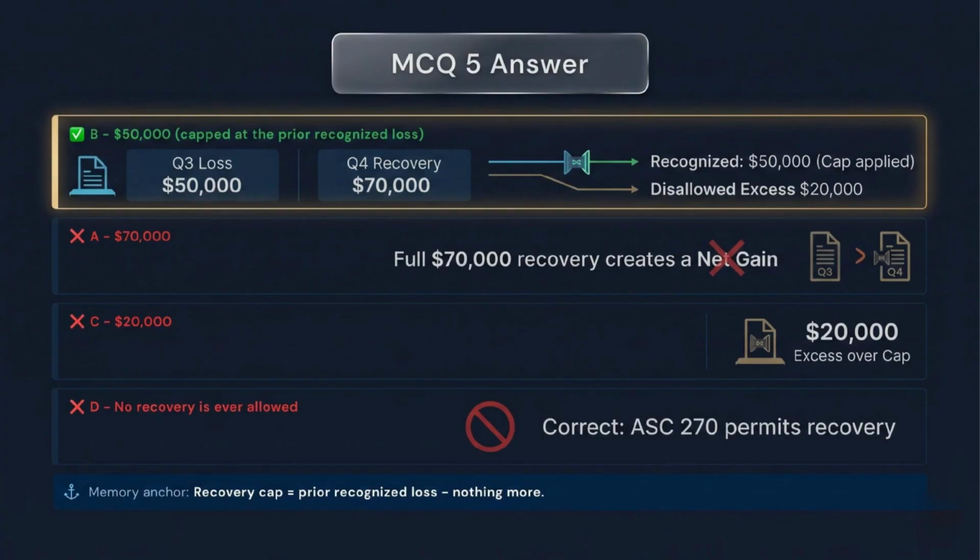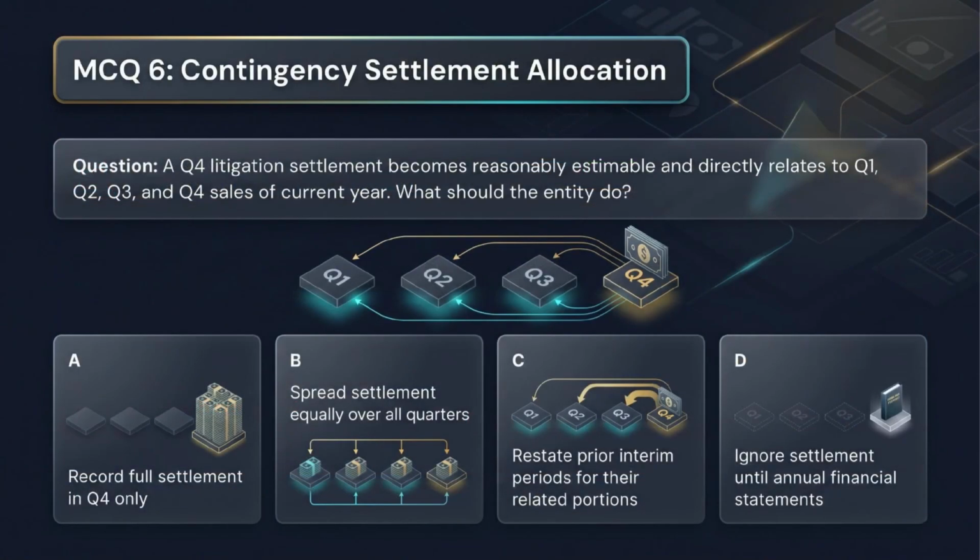Option C is wrong because $20,000 is the excess recovery that cannot be recognized. Option D is wrong because recovery is allowed but only up to the earlier recognized loss. Recovery cap equals prior recognized loss, nothing more. MCQ 6 tests contingency settlement allocation.